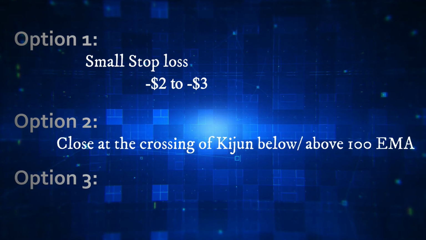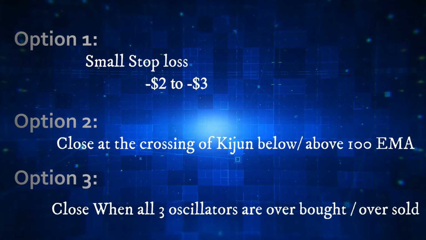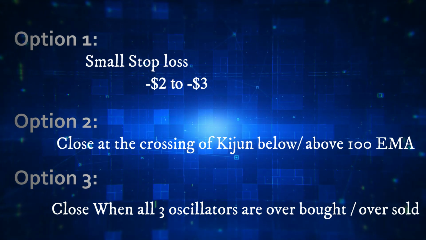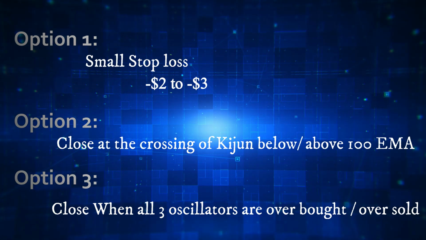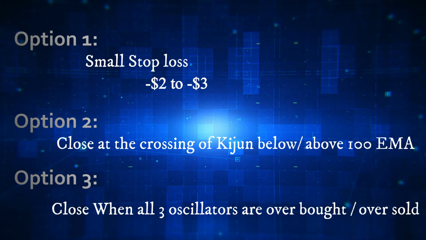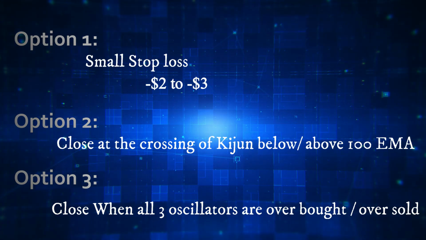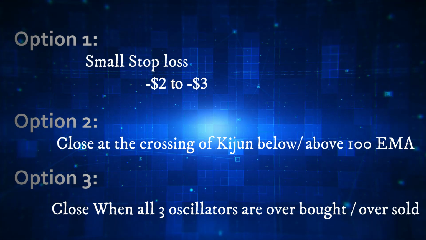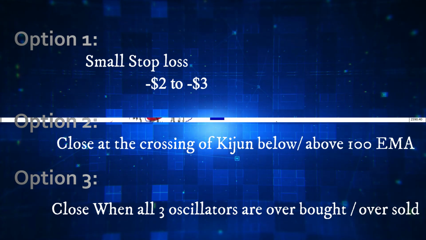So option 3: Close all buy trades when all 3 oscillators enter an overbought condition. This normally signals a retracement is incoming. On the other hand, close all sell trades when the oscillators are in an oversold condition. You can use either just one or all 3 together or mix it with your own exit strategy.